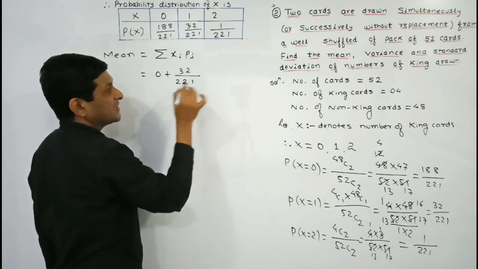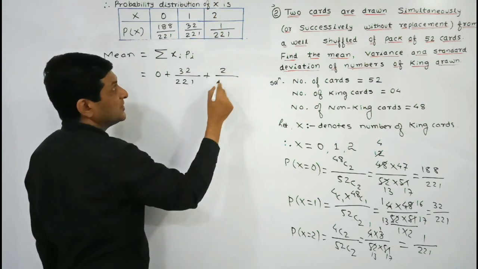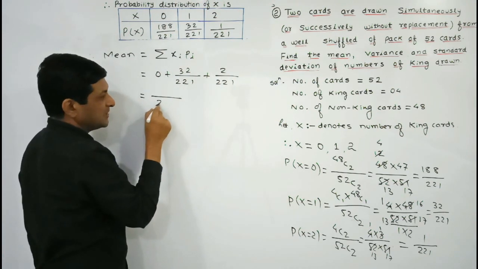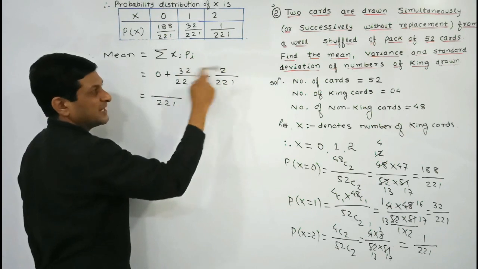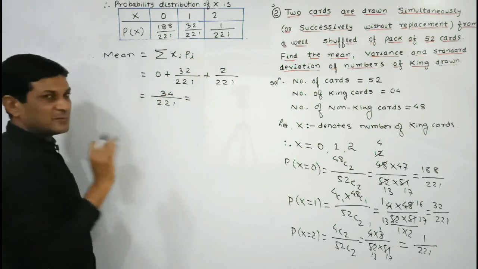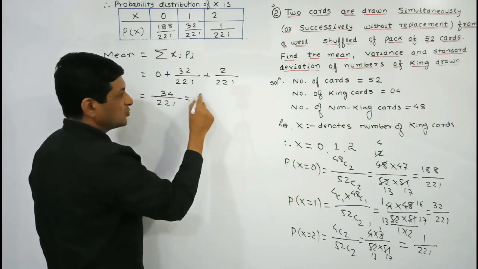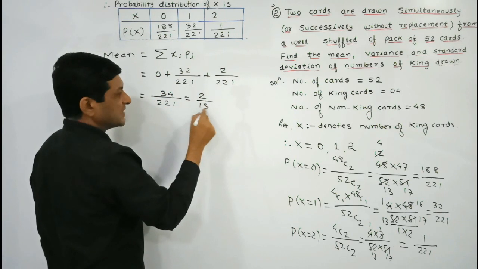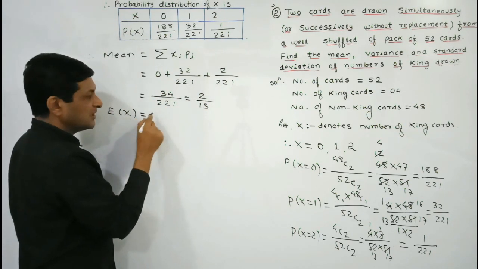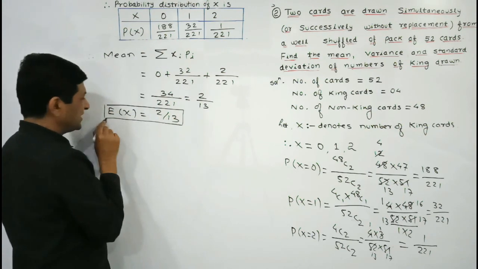32 divided by 221, and here multiply by 2. So here what will we get? 2 divided by 221. So here denominators are same, so that's why I'm taking addition of numerator. 32 plus 2 will be equal to 34. Here we can observe that both the numbers are divisible by 17. 17 twos are 34 and 17 13s are 221. So here E of x, means mean, will be equal to 2 upon 13. So in this way we have got our first required value.